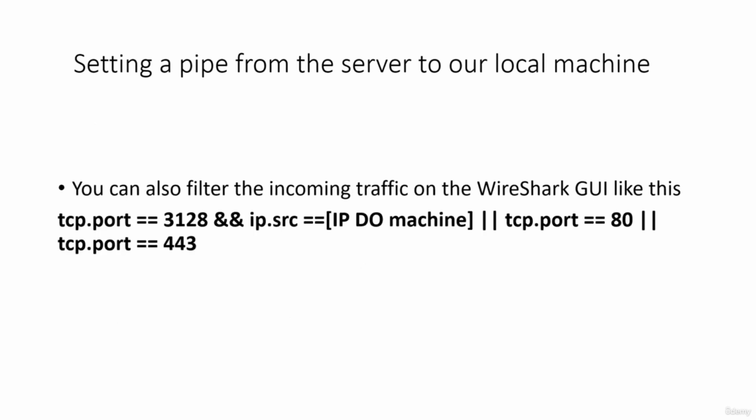You can then also filter the incoming traffic in the Wireshark GUI like this. In the Wireshark GUI you have an option in the upper left corner called filter. In the filter you just type this. We're going to filter this port, from 80 to this port. The Wireshark filter should display your own traffic coming from HTTP ports to TCP ports.